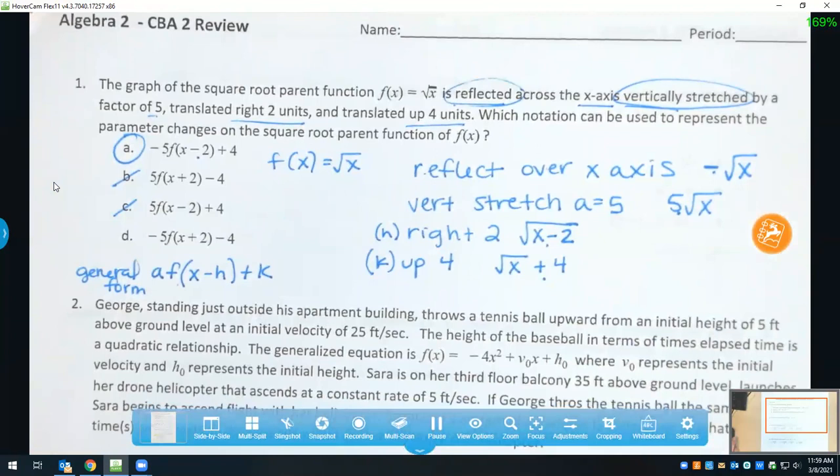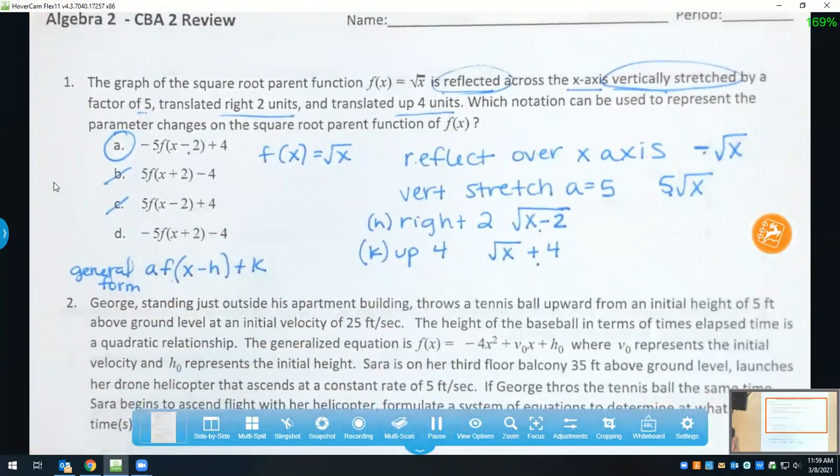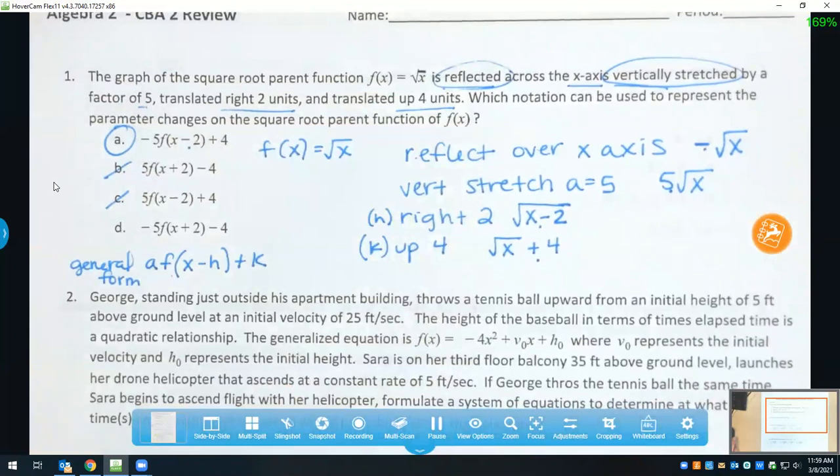Okay, so there's a couple of problems like that where things are described verbally and you have to be able to find which equation would match up with that. But it's not too difficult. If you've been keeping up with all those transformations, it should feel kind of like a gimme, I think.